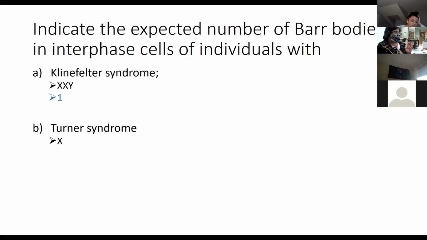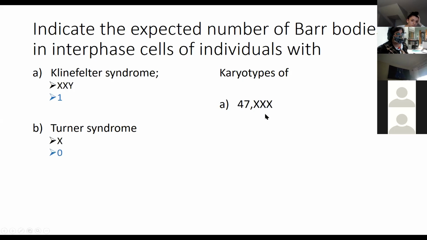All right. But what do you guys think about this one? How many bar bodies here? Three. What does the 47 mean? So 47 just means that there's one more chromosome that is added on to it. It's essentially saying that it's varied from the regular 46 chromosomes that's present.